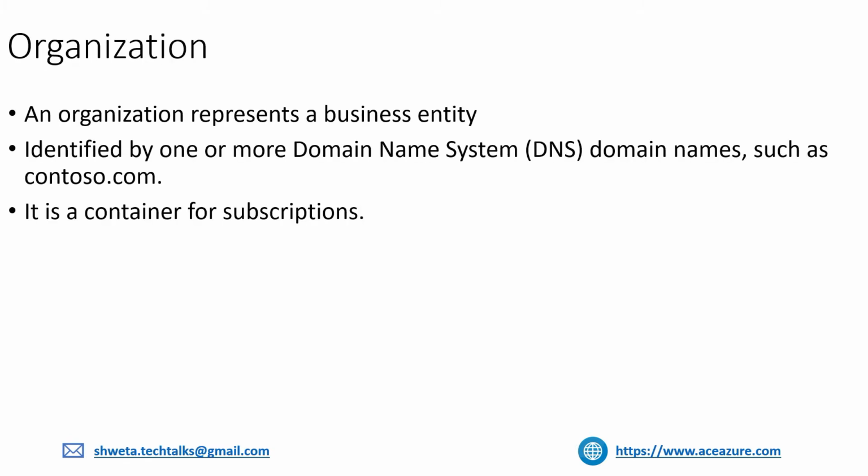So an organization, as the name represents, is a business entity like your company, which is going to use multiple cloud offerings. Typically, it is identified by one or more domain names like contoso.com or somecompany.com, right? And an organization is at the topmost of the hierarchy. It is a container for subscriptions. A given organization could have one subscription or even multiple subscriptions.